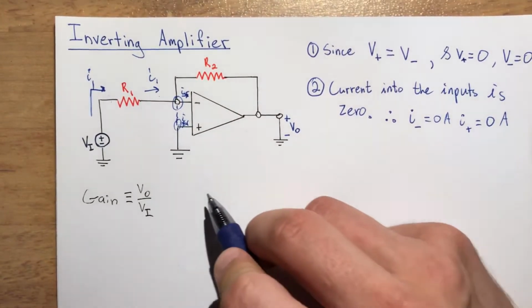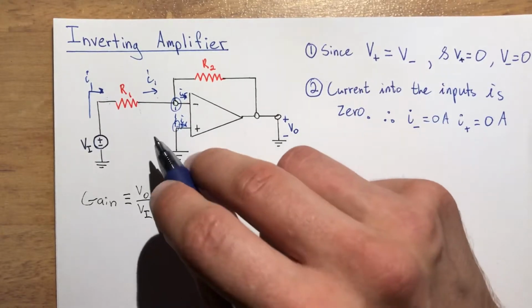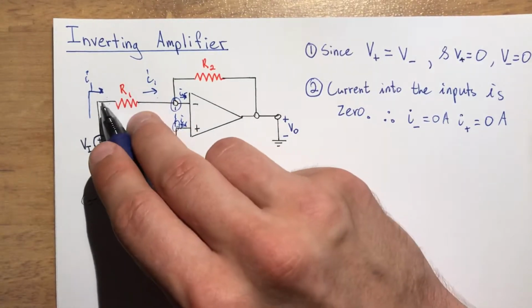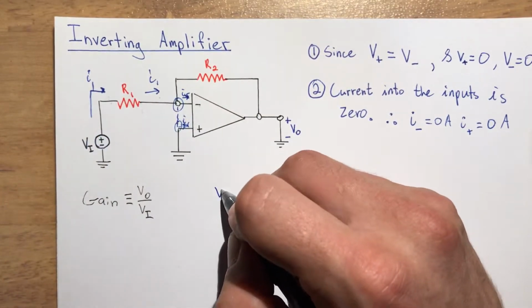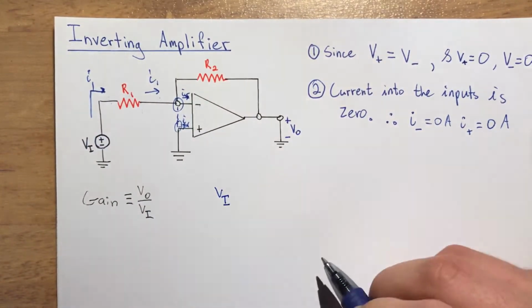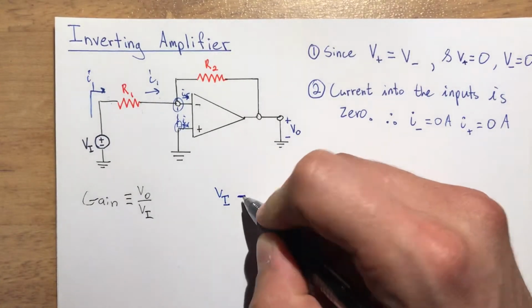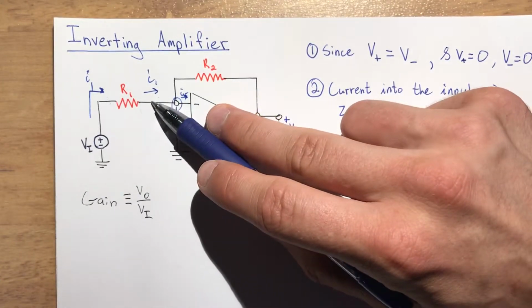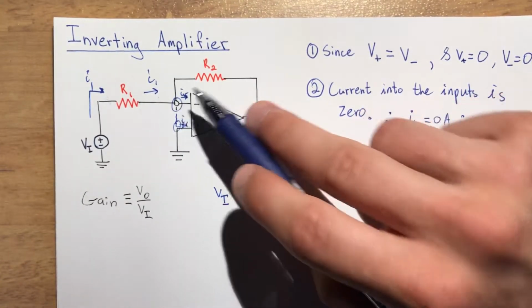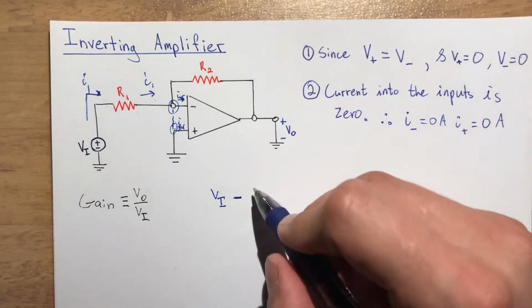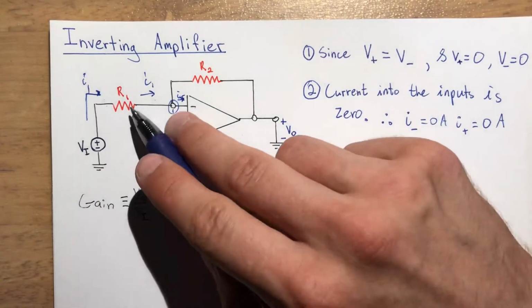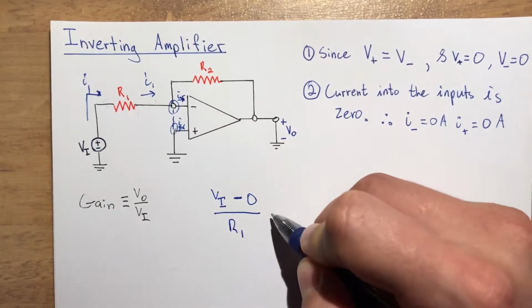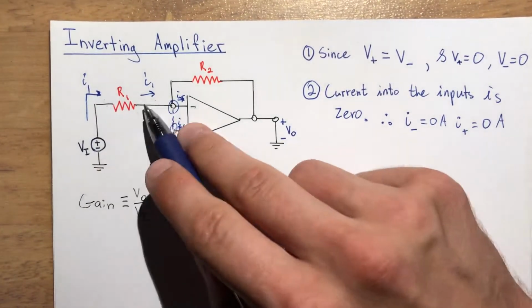And this kind of comes from Ohm's law, right? V equals IR. But let's do this, right? The voltage here is VI, minus the voltage here, which is the same as the voltage here, and we knew it was 0, and then divided by R1 is equal to this current.